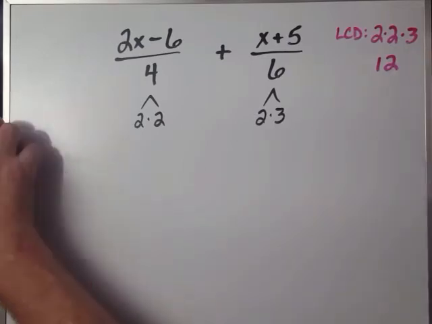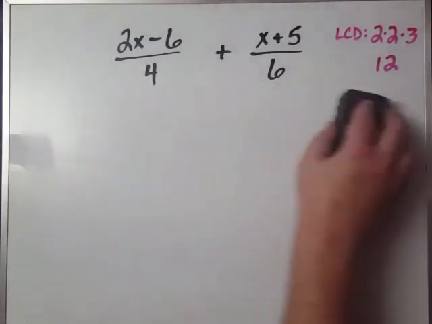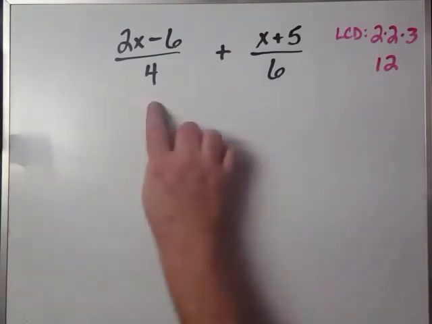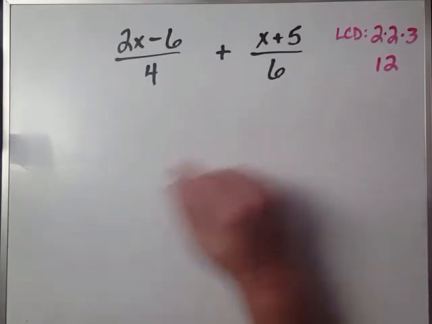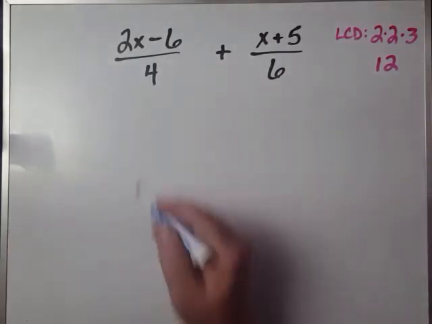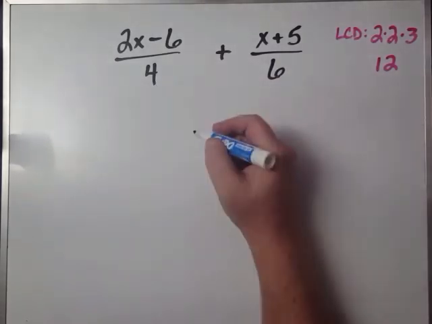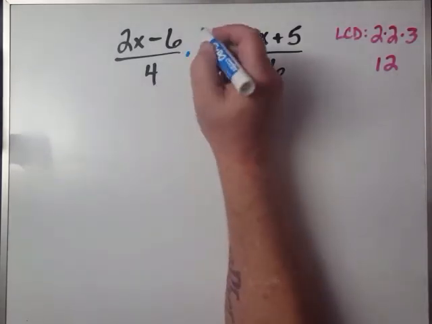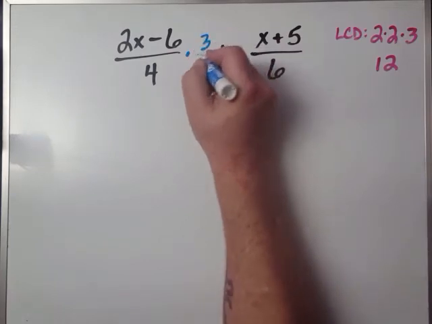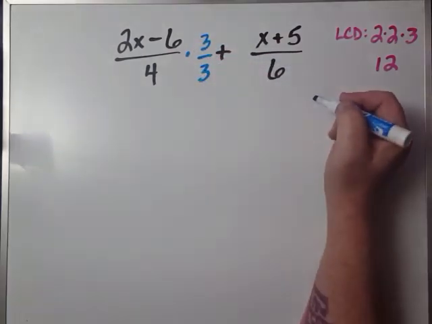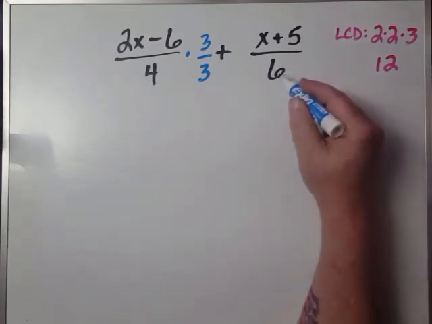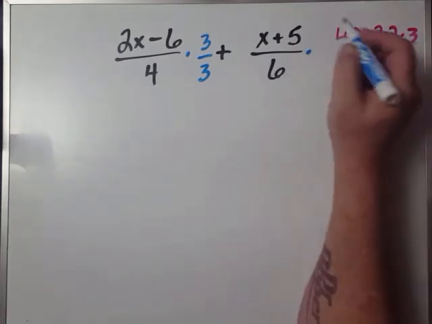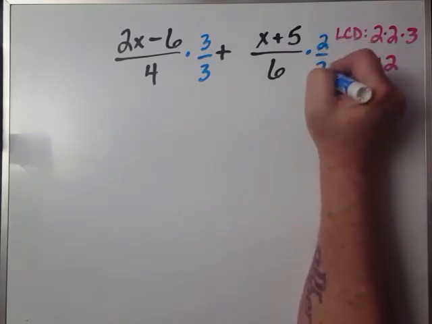Knowing that my least common denominator is 12, I've answered the question, what can both of these denominators become? What can they both be turned into? Now I ask the question, what's missing? What's missing from this first denominator to turn it into a 12? Well, it's missing a factor of 3, top and bottom. And what's missing from this second denominator? What turns 6 into a 12? It's missing a 2.